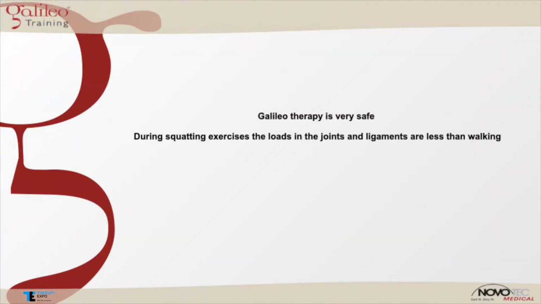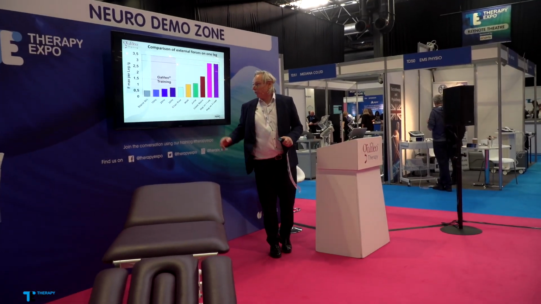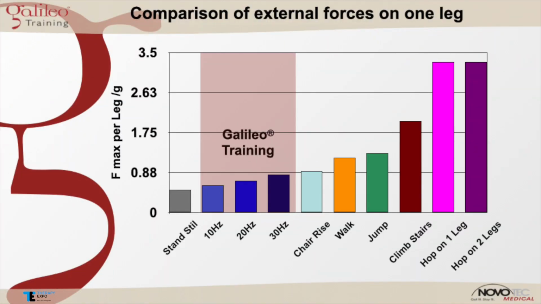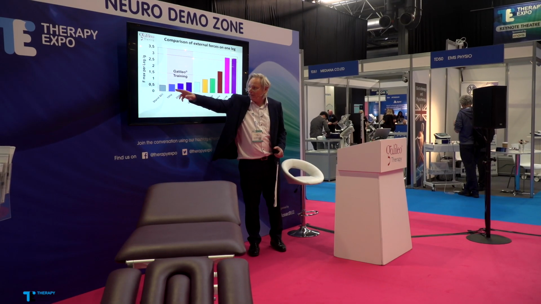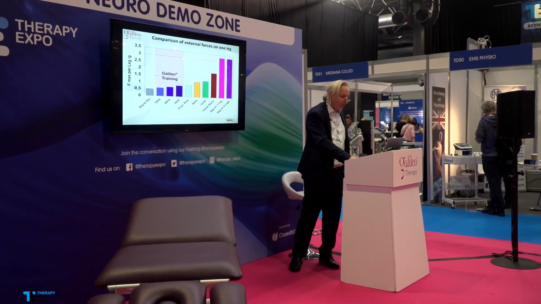Then the other aspect is that this training is probably one of the safest ways to train the neuromuscular system. The loads on the joints and ligaments are less than walking. And this is shown here. If you do one leg hopping, like I do here, I do about 3 times my body weight. If I am walking, I put more than 1 time my body weight on one leg. And if you are training on the Galileo system, independent of the frequency and amplitude, the loads are always below daily exercises or daily movements.